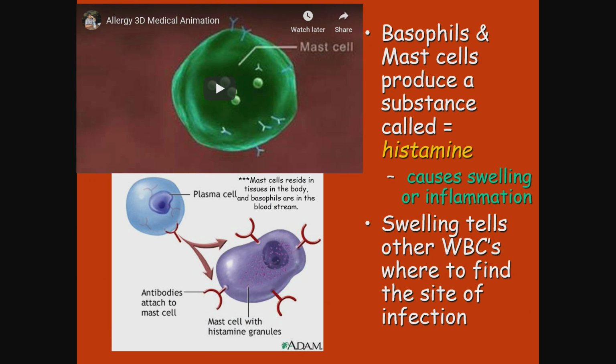The basophils and mast cells produce a substance called histamine, and you guys have probably heard of antihistamines, right? They cause swelling or inflammation when you have an allergen that comes in, and it basically is calling the white blood cells to come and help. Swelling tells the other white blood cells where the actual infection is. What I'd like you to do right now is go ahead and click on the video, and then when you're done, move on to the next slide.